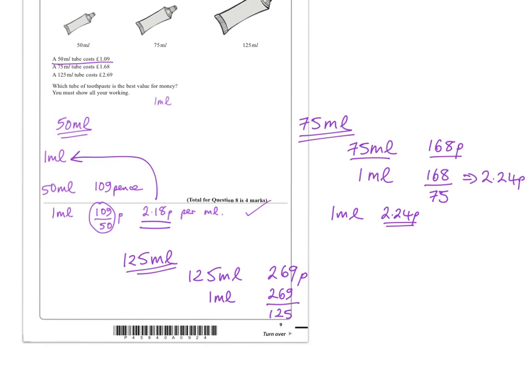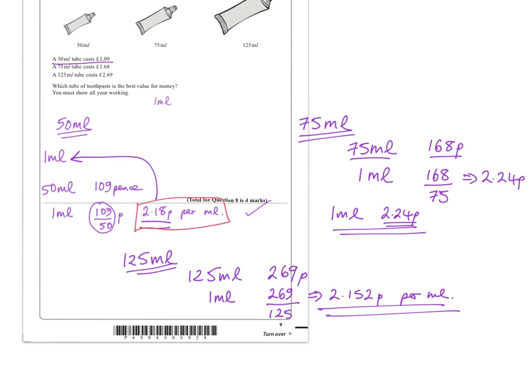And we get 2.152 pence, that's per milliliter. Okay, so we've got all of the comparisons here, so I'm probably going to just write them down here. It's probably a bit annoying what I'm doing, so let's just have the first one there, then there's the next one, and then here's the next one. We want to see which one is the cheapest.